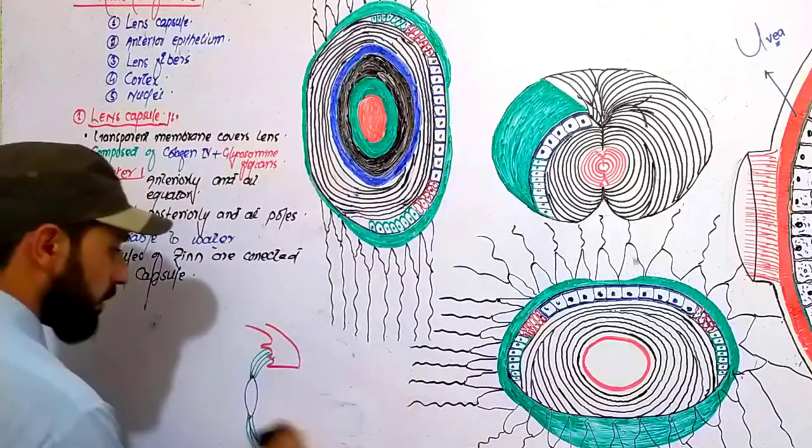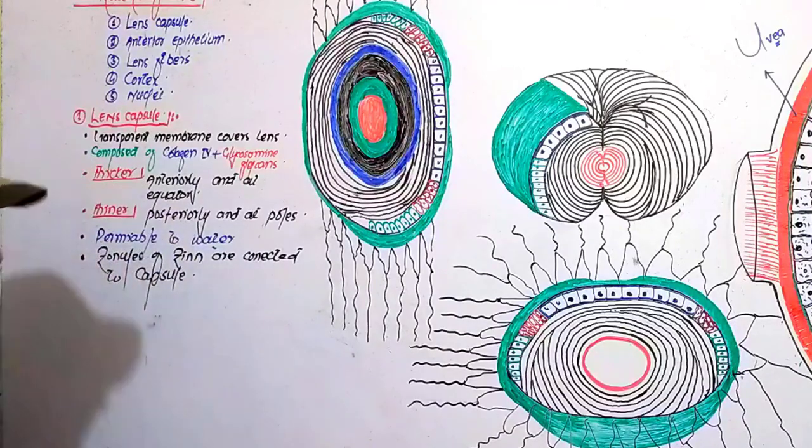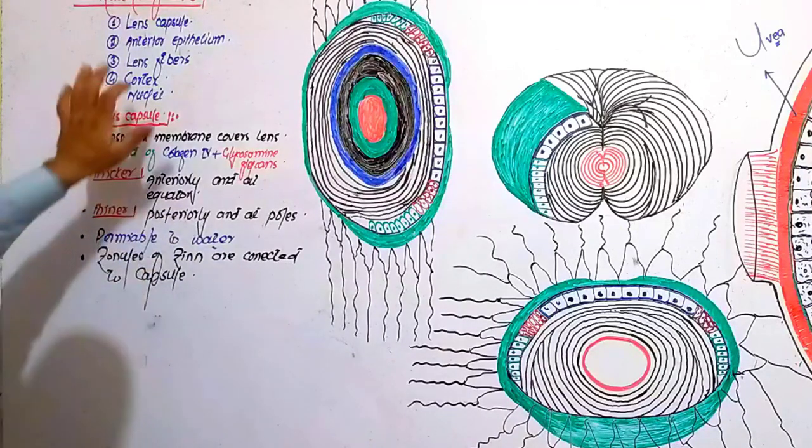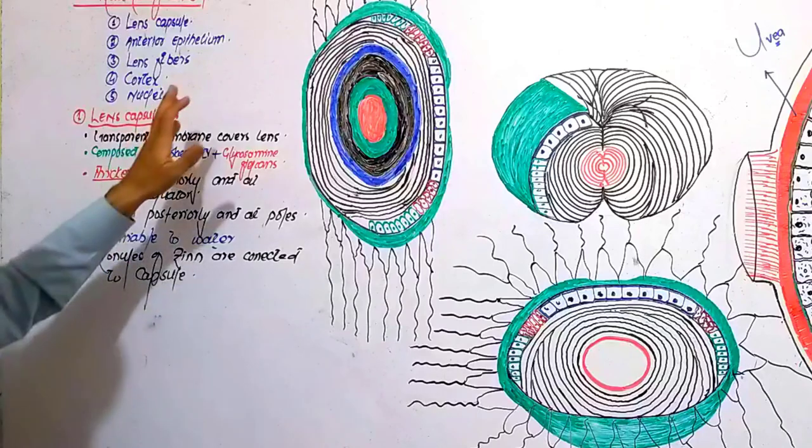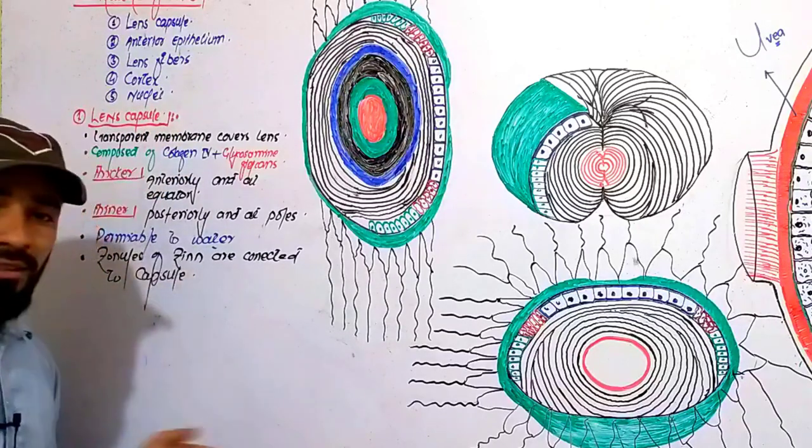Now the next important point is about the anterior epithelium of your lens, right? So we'll discuss that in the next lecture.